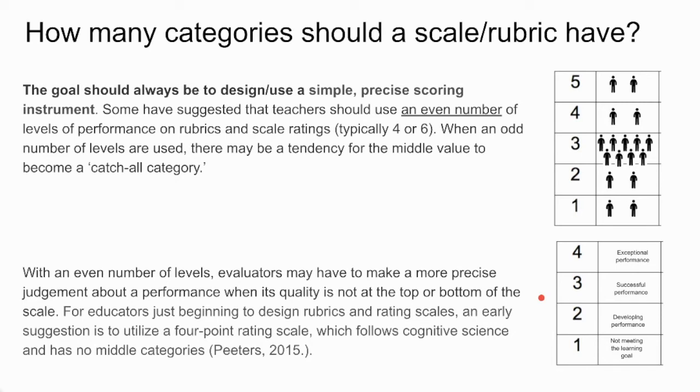To make a decision whether student work or performance is on the successful side or in need of improvement. In other words, with an even number of levels, evaluators may have to make a more precise judgment about performance when its quality is not at the top or bottom of the scale. But let's say we're an educator just beginning to design rubrics and rating scales. A rule of thumb and suggestion is to utilize a 4-point rating scale and has no middle categories.